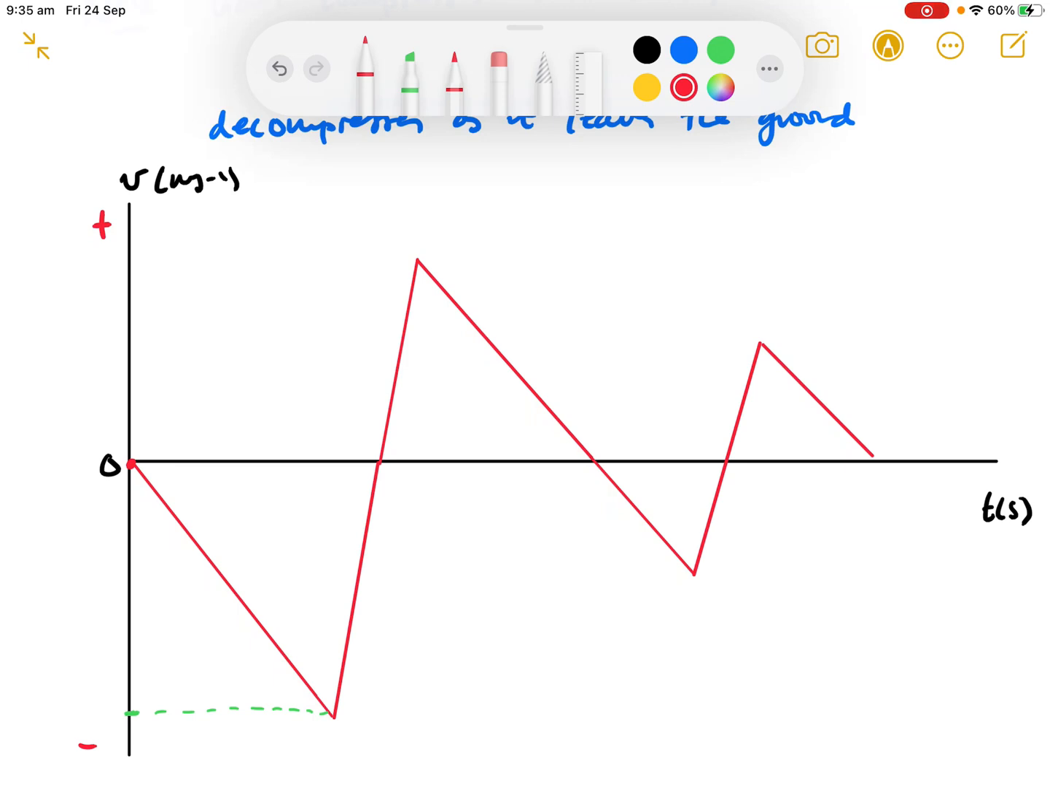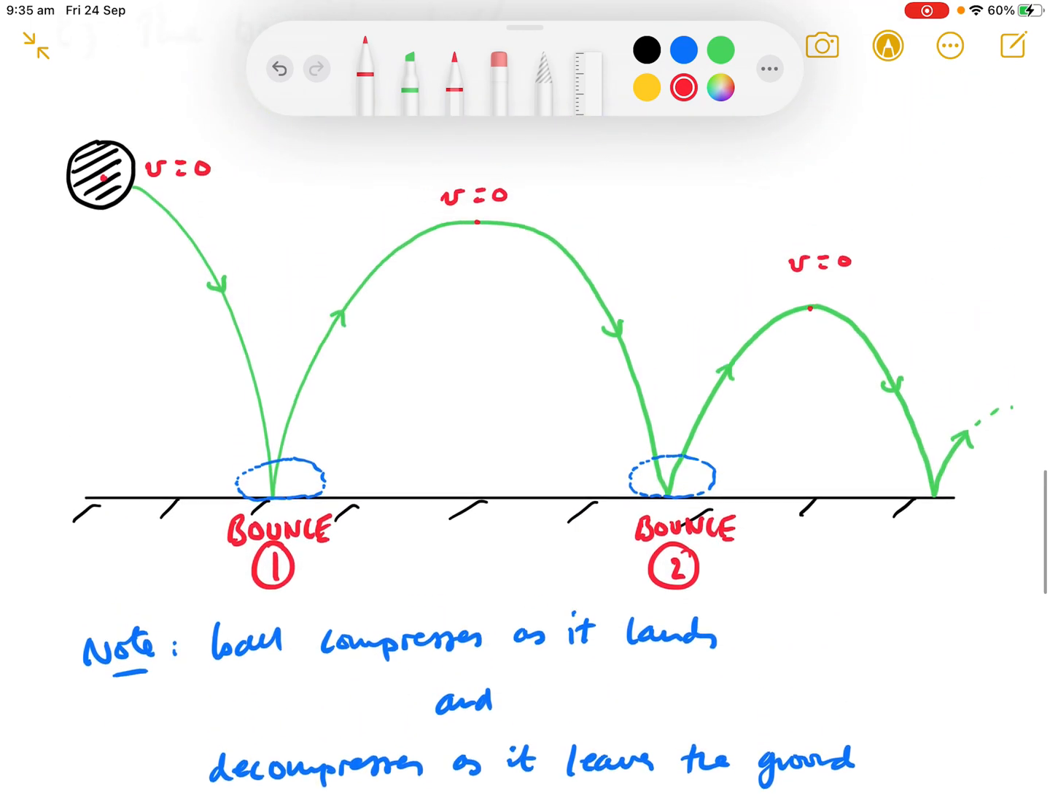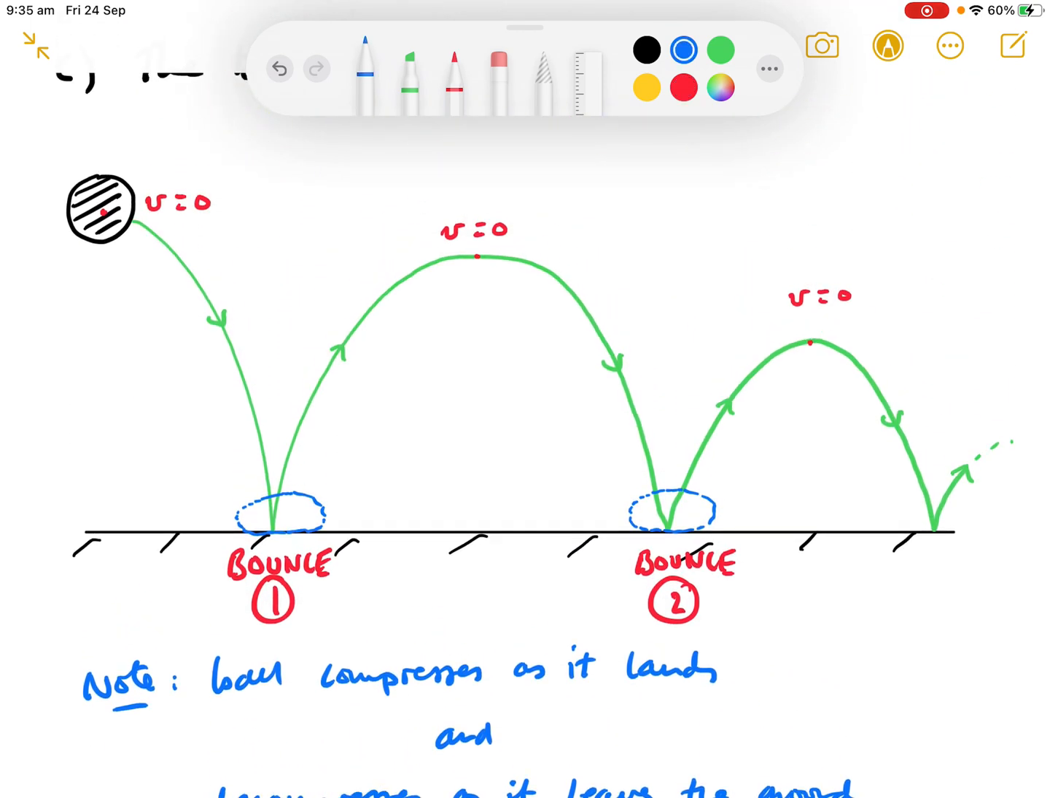Okay, so that's the story. I'm just going to go back up here and name some points. So if we call this point A, where it's dropped, call this B when it comes into contact with the ground, and C when it leaves, D when it reaches the highest height, E when it comes into contact with the ground in the second bounce, and F when it leaves, and then that will be G, and we'll stop there.